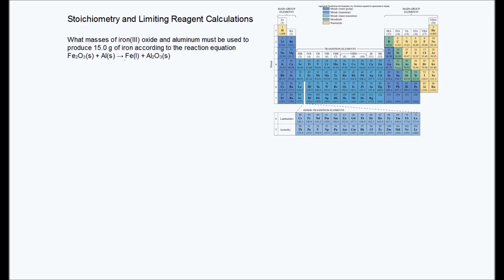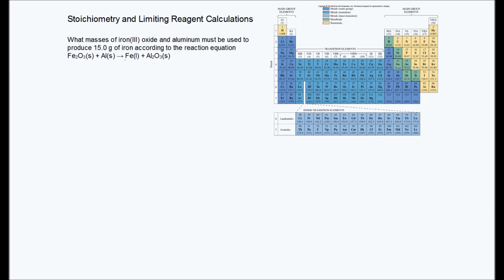For our next example, what mass of iron 3 oxide and aluminum must be used to produce 15 grams of iron according to the reaction equation Fe2O3 solid plus aluminum solid goes to iron liquid plus Al2O3 solid. So what are we really doing in this case?